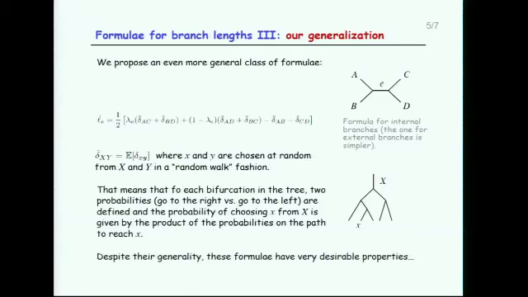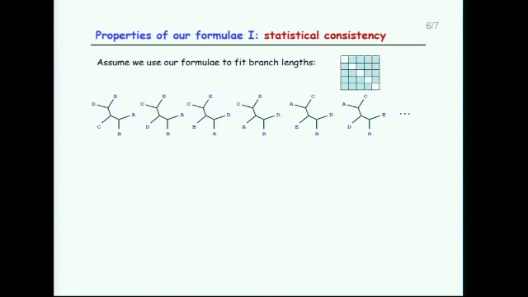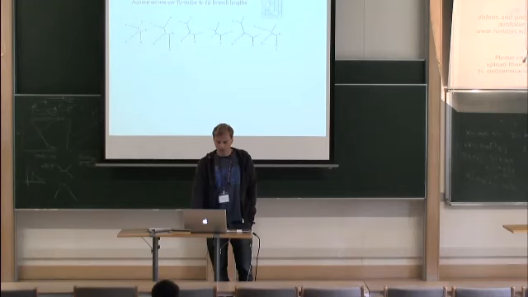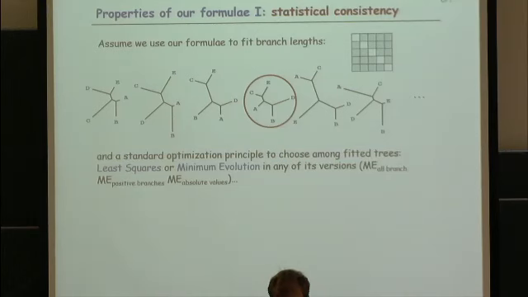And the nice thing is that these formulas, although they are so general, have very desirable properties. The first one is statistical consistency. Imagine that we use our formula to fit branch lengths, and we combine this with an optimization principle, a standard one like least squares or minimum evolution.